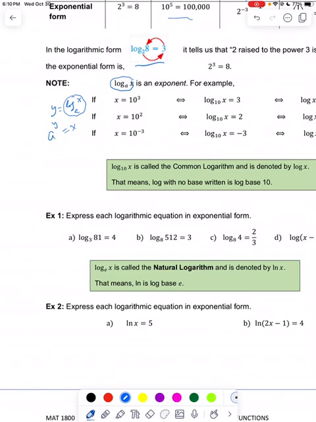Okay, now if x is equal to 10, now it is the other way. Now I have some exponential forms. So these are exponential forms, and we are going to convert them to logarithmic form.